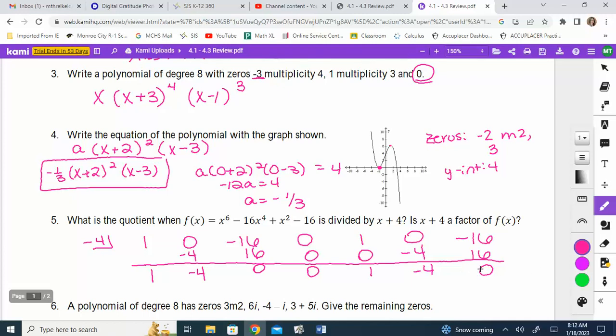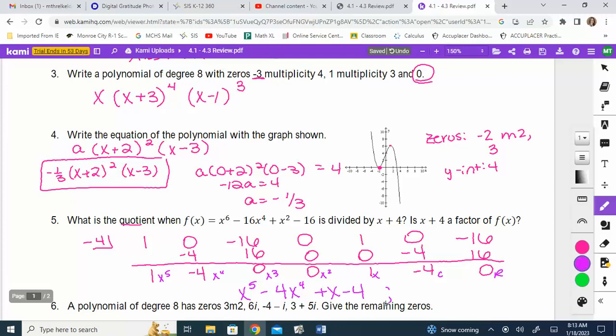It gives us zeros, so we don't have to keep synthetic dividing. Plus 4 is a factor. Alright, so this is my remainder. The constant, this would be x, x squared, x cubed, x to the fourth, and x to the fifth. So my answer is x to the fifth minus 4x to the fourth. I can drop the zeros, plus x minus 4.